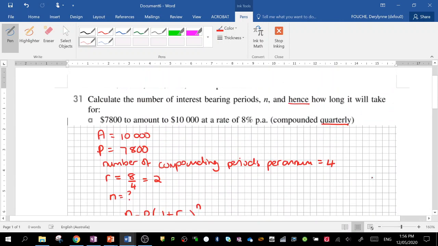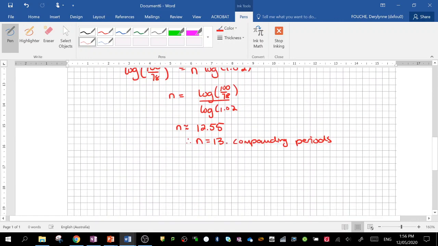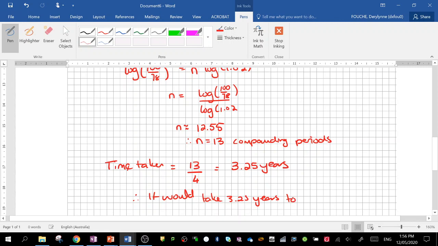All right. Now the next part of the question said, hence determine how long it would take for that to happen. So how do I work out how many years I would take to do 13 compounding periods? Well, we know there are 4 per year, so our time taken would be 13 over those 4 per year, and that would be 3.25 years. So therefore, it would take 3.25 years to reach $10,000.